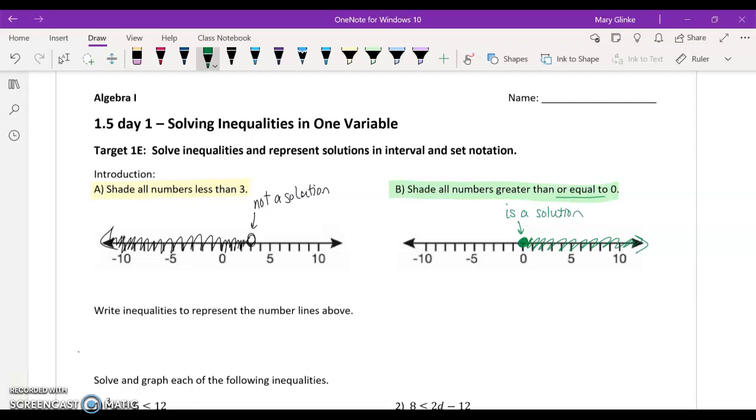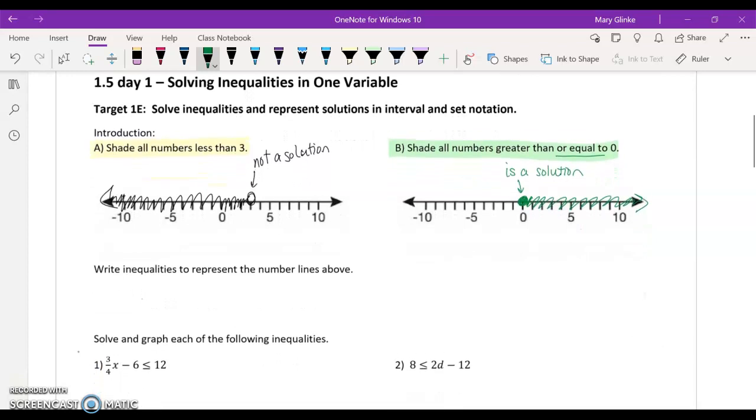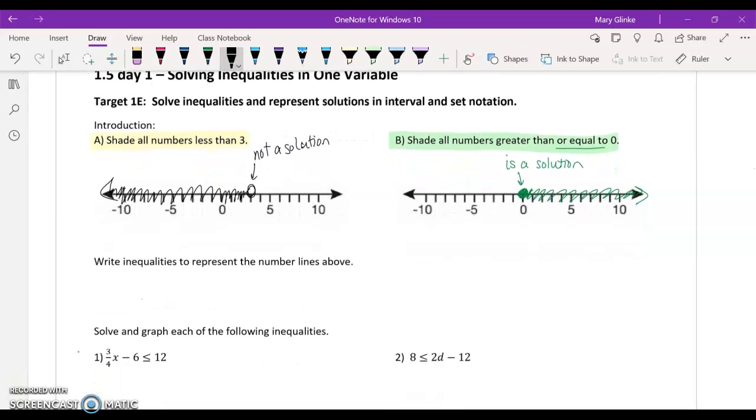When you have things that look like this, it's not just one number that works, but a whole set of numbers, because there are many numbers either less than 3 or greater than or equal to 0. Now we're going to write inequalities to represent what you see graphed up above. Anything less than 3 would be some number x, and we want that to be smaller than 3. So that symbol right here looks like less than. Then the next one, anything greater than or equal to 0. The line there means or equal to.